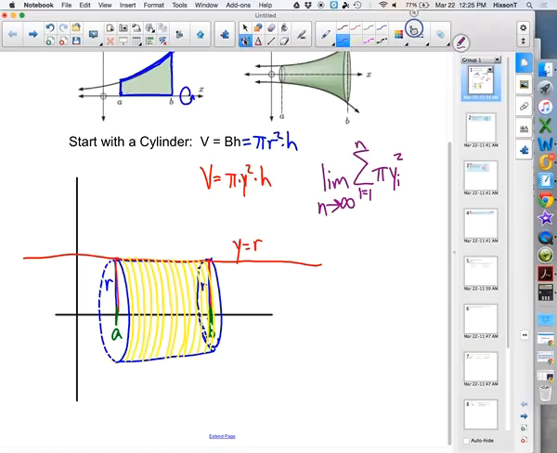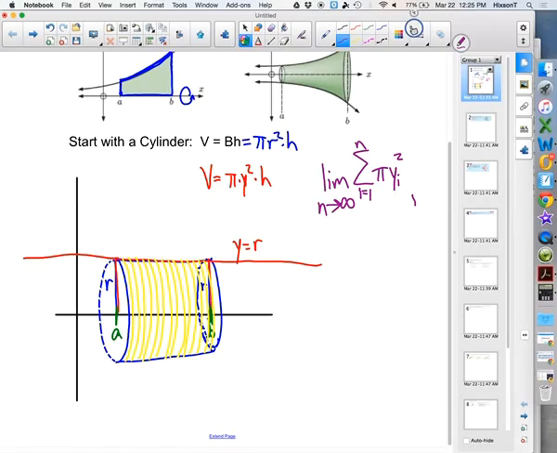But how are we going to know how many circles we need? Well, that's the nice thing about this. We don't have to know how many circles we have, because the number of circles, or the number of discs, is approaching infinity.